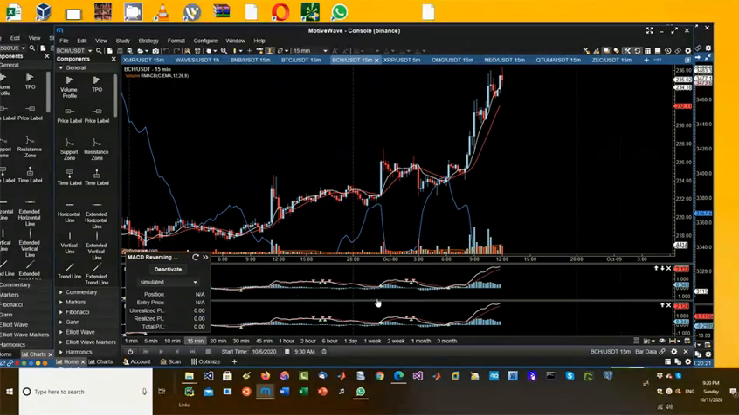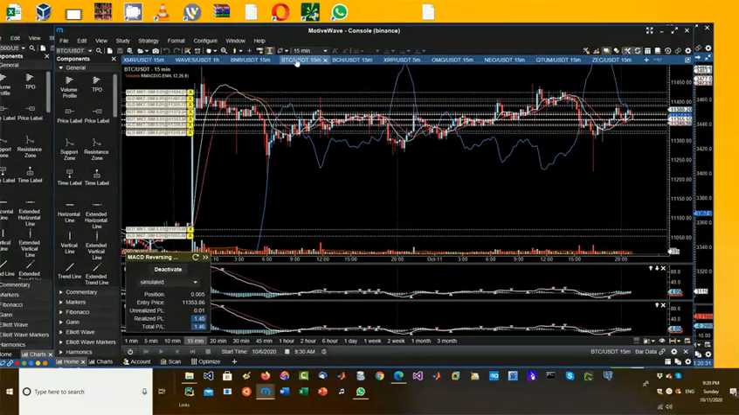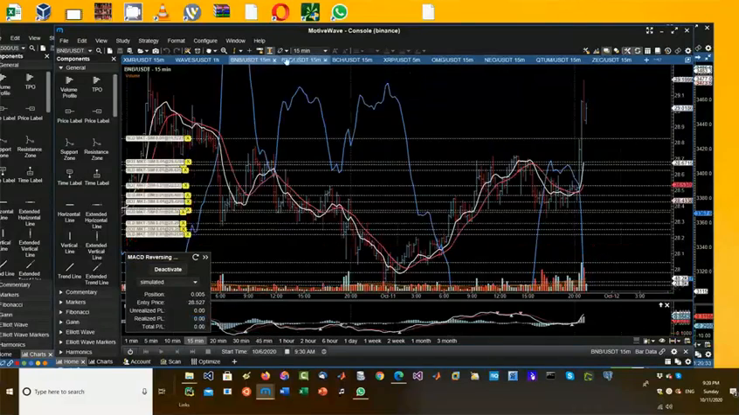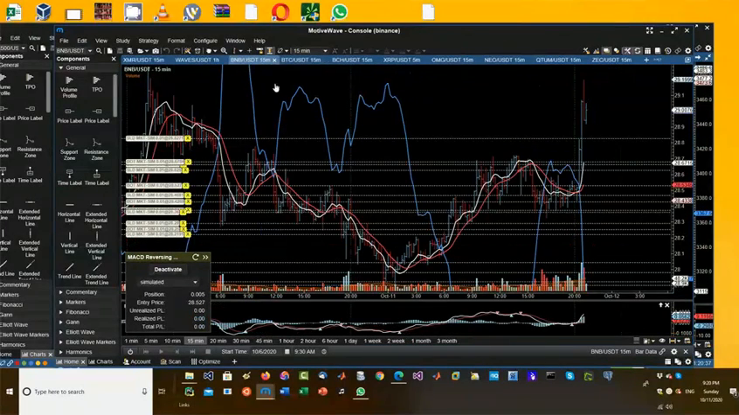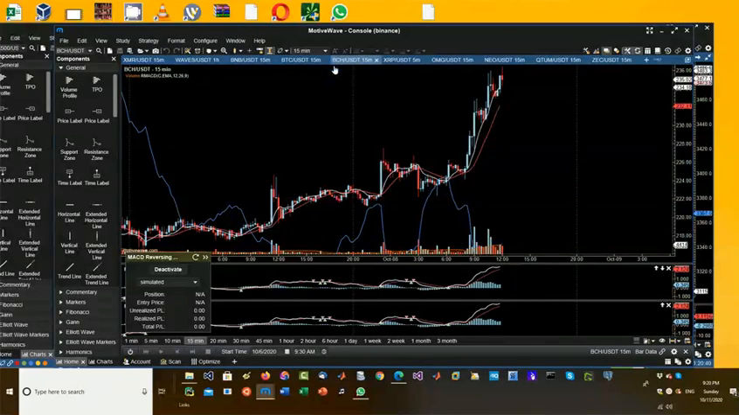BCH has done pretty good. 218 up to 234 in the last few hours. Again, that's on a 15-minute chart. I don't know why these are not being traded. BTC's done really well. I'm pretty happy about that one. BNB, I've got nothing to gripe about.